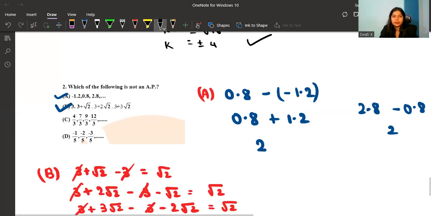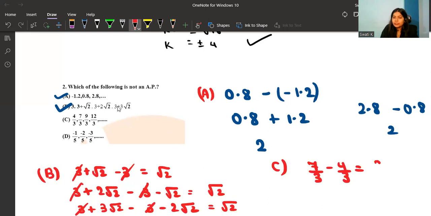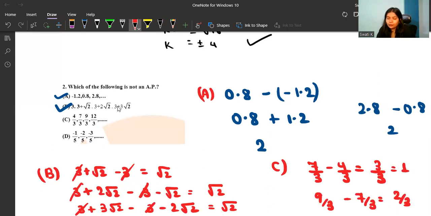Let's check C. So for C, of course, subtract the second term minus the first term. So 7 by 3 minus 4 by 3, that is 3 by 3, which is actually 1. So this is our first common difference. Next will be the third term, that is 9 by 3, minus the second term, that is 7 by 3. So that is coming 2 by 3. Of course, here the common difference is not constant. Therefore, this is not an AP.